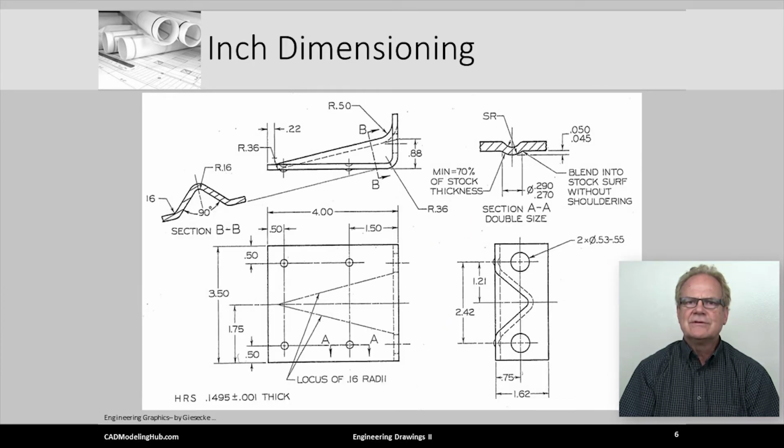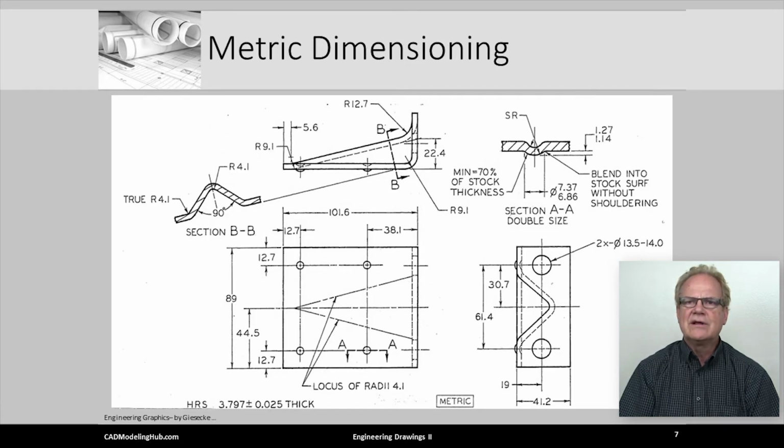This illustration and the following one are orthographic views, front, right, top, and two section views of a simple bracket. Here, the bracket is dimensioned using inch dimensions. Notice the number of decimal places used to locate and size each feature. Generally, the author, Giesecke, used 2 decimal places, with the exception being in the section AA view, where he used 3 decimal place dimensions.